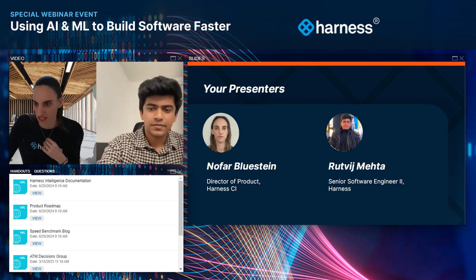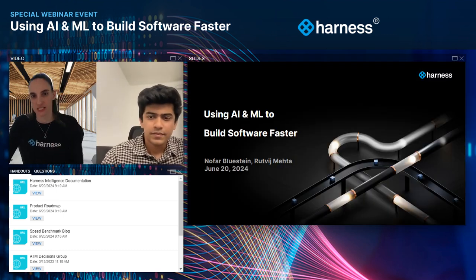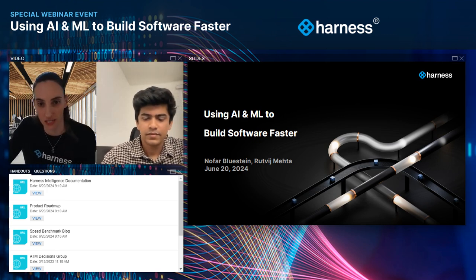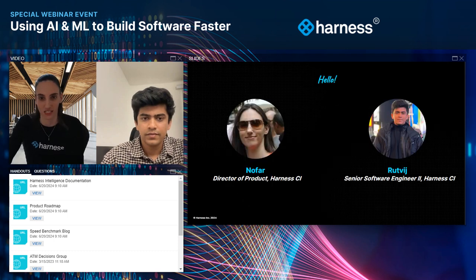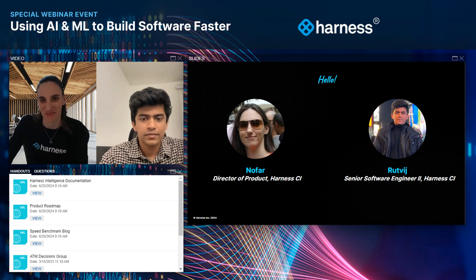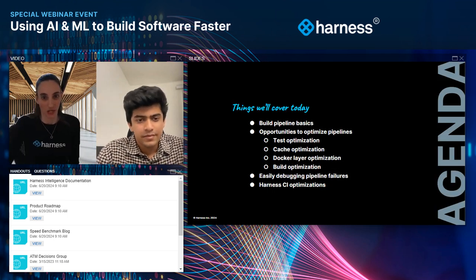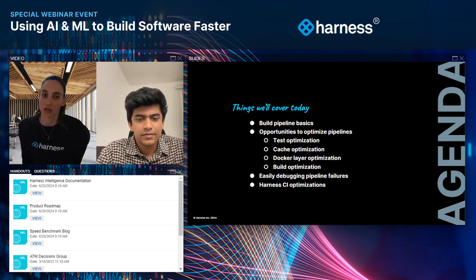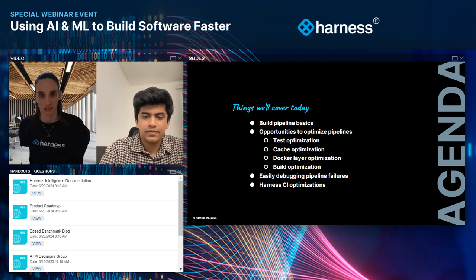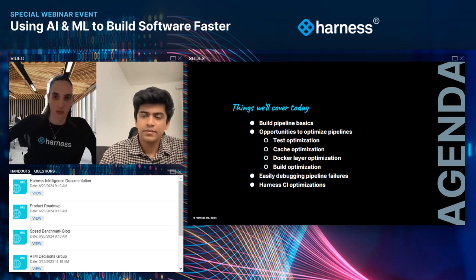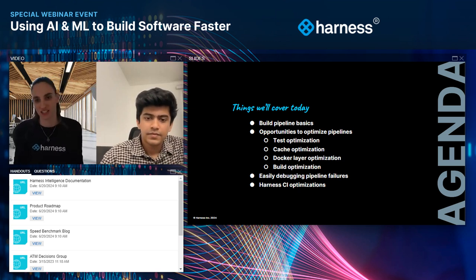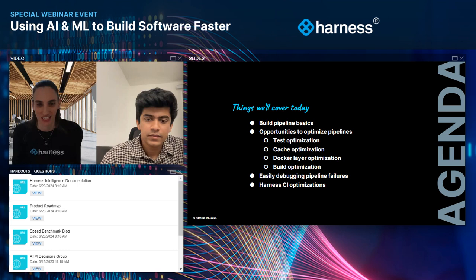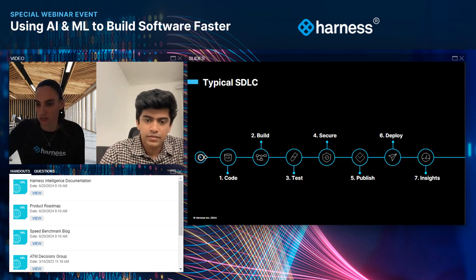All right, sounds good. So let's begin. Today our discussion is using AI and ML to build software faster. We're already introduced, so I'm going to skip that slide. What are we going to cover today? We're going to discuss what a pipeline looks like, and in a generic, typical CI pipeline, what opportunities there are to optimize it. Because I'm sure, just like everybody else, you also want your builds to be faster, so we're going to talk about ways to achieve that. We will also discuss some improvements we can help with when it comes to debugging pipeline failures, and we're going to learn about some very exciting things.